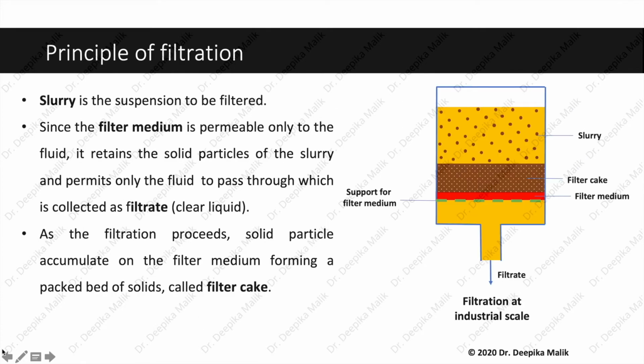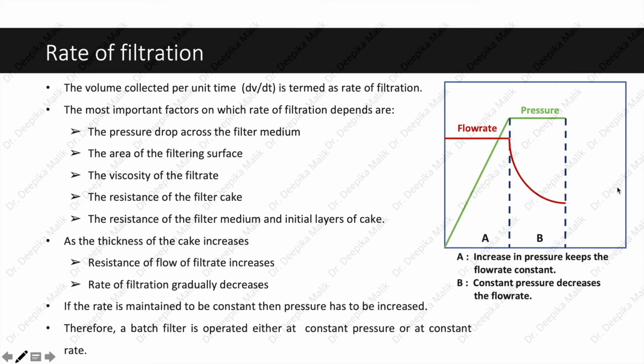The next slide shows the principle of filtration. Slurry is the suspension which is to be filtered. Since the filter medium is permeable only to the fluid, it retains the solid particles of the slurry and permits only the fluid to pass through, which is collected as filtrate or clear liquid. As the filtration proceeds, solid particles accumulate on the filter medium, forming a packed bed of solids called filter cake. The volume collected per unit time is termed as rate of filtration.